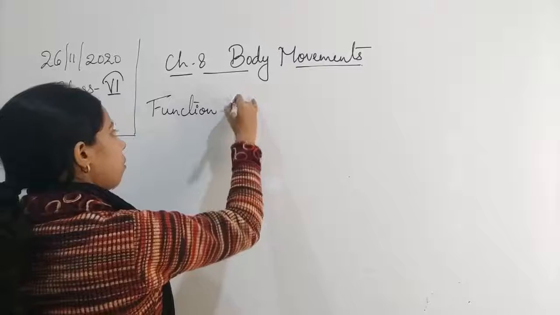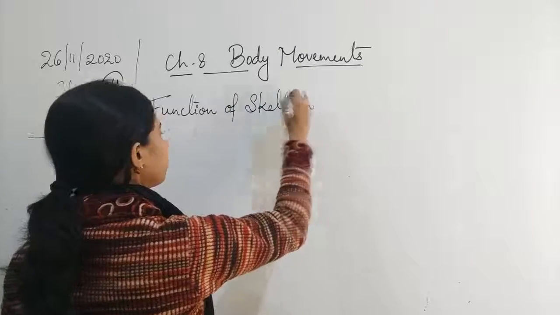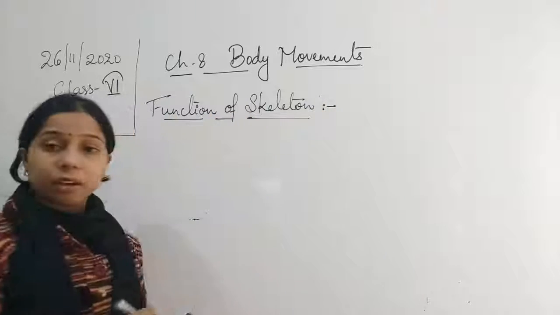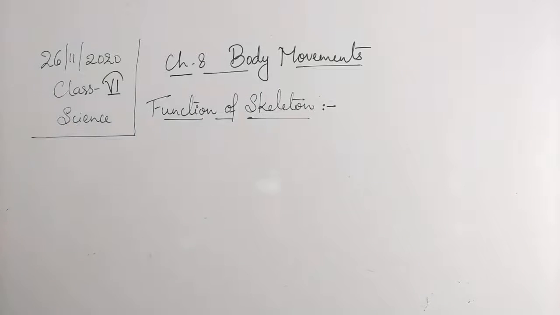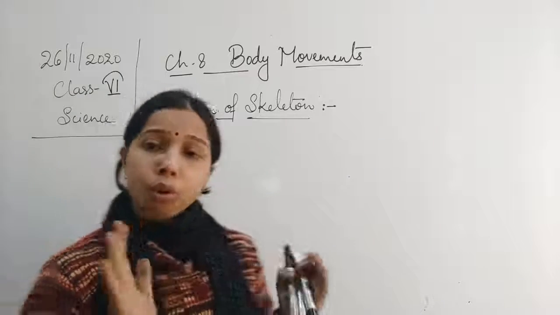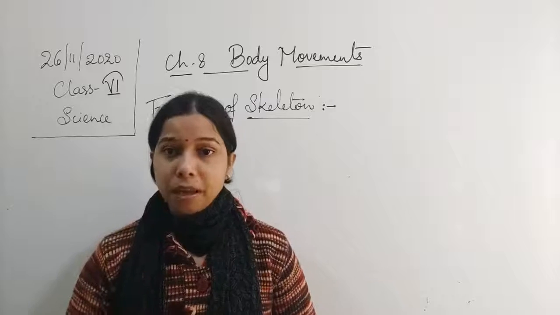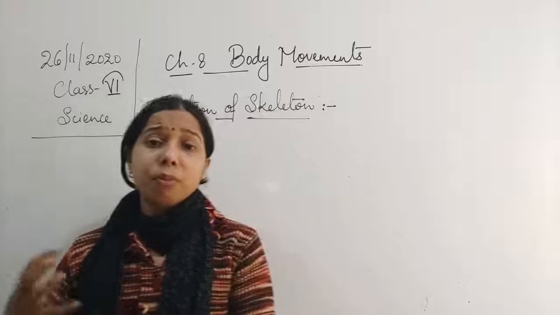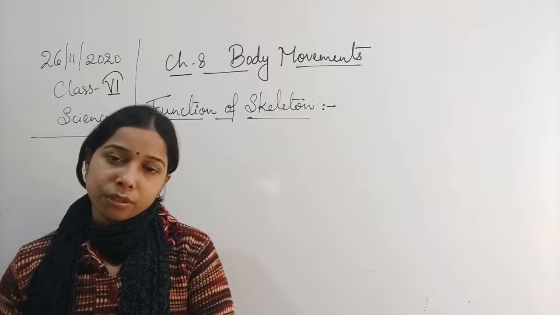Function of skeleton. Now let us see the different functions of skeleton. So first of all, since all the bones are joined together, students, ultimately it gives us shape. So we can say the skeleton provides the shape. The bones attached with each other ultimately provide a different shape to an individual.